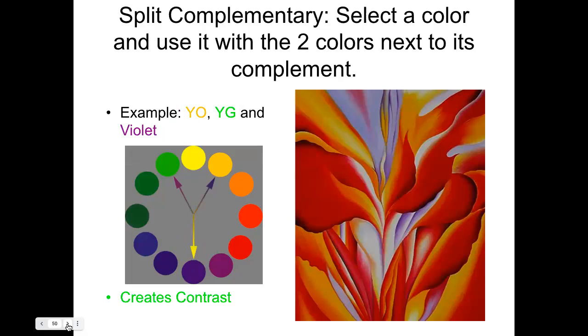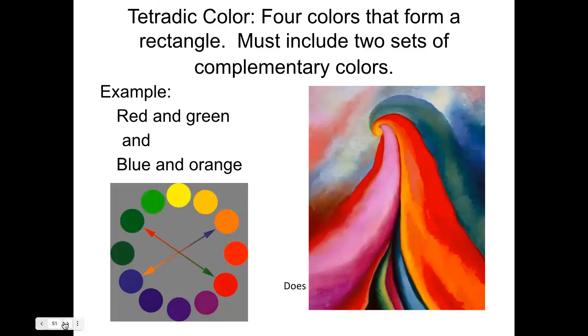Now, split complementary is pretty close. It's also going to create contrast. With this one, you use a color and then the two colors next to its opposite on the color wheel. So instead of directly across, it's the colors next to its opposite. Here, instead of having two colors like this, you get three colors to create contrast. And then the last one is tetradic. Tetradic are four colors that form a rectangle. You can have a series of combinations of this. It's basically two sets of complementary colors, so two sets of opposites together that you would use for your painting.